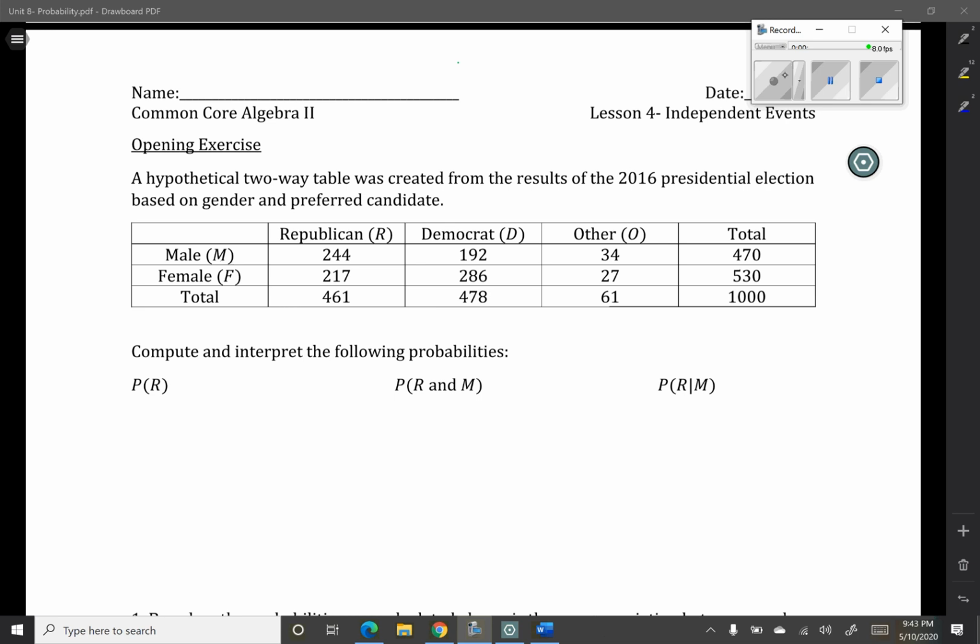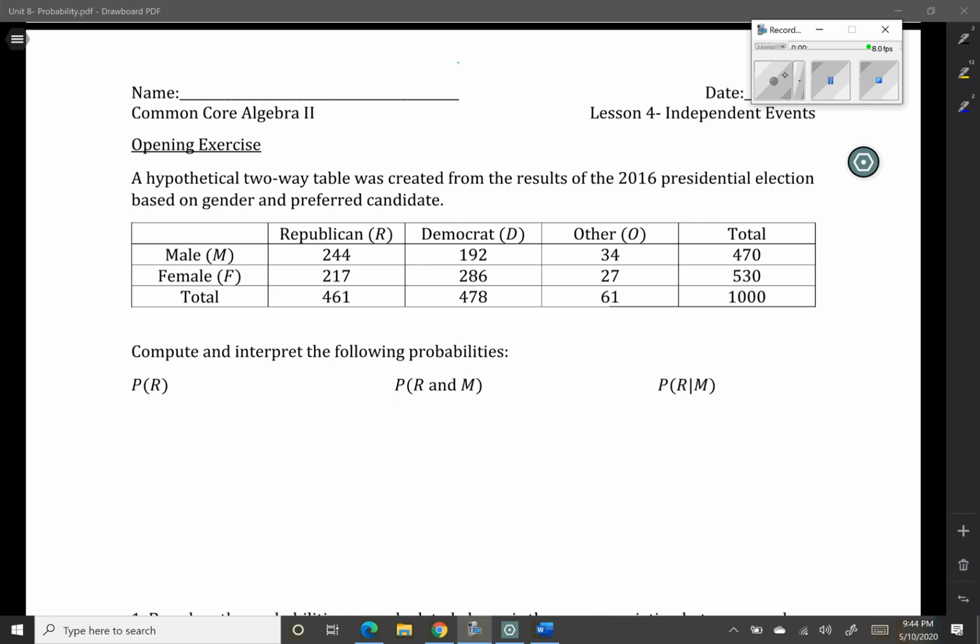So the opening exercise here is just me seeing, do you know how to do those two things? Can you find the probability of an event happening? Can you find the probability of two events happening simultaneously using the word and? And can you find the probability of two events where one is given of the other? So pause the video, take a moment here, use my two-way table, males versus females, and whether or not you like to pick a Republican, Democrat, or other type candidate, and see if you can determine these three probabilities.